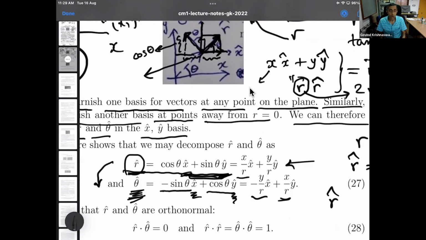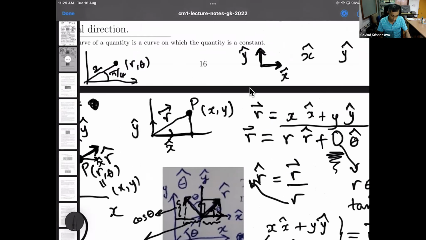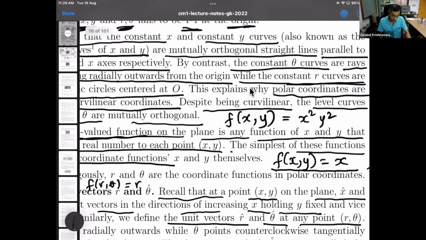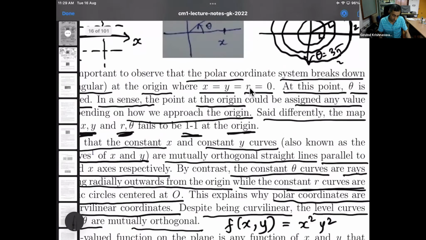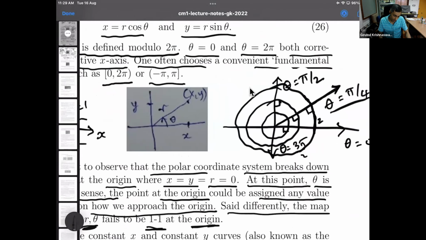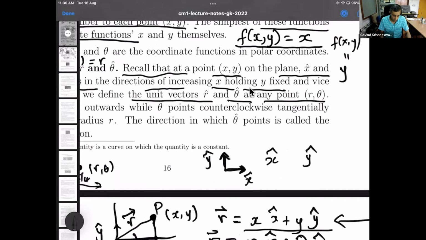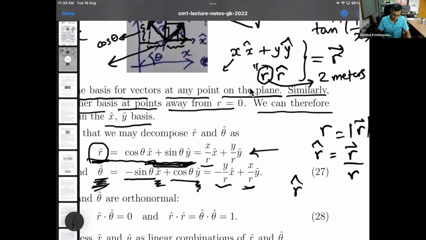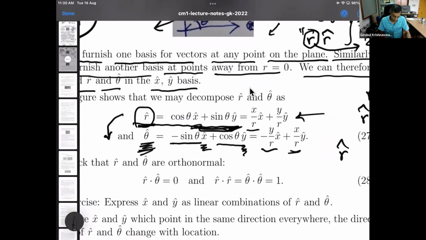Now I will comment on a geometric observation that we already made. We said that the level curves of r and theta are mutually orthogonal. That translates to the statement that the unit vector r hat and the unit vector theta hat must be orthogonal. So they are essentially the same statement. Let us check whether our formula respects that geometric observation. We have got some r hat vector, we have got some theta hat vector. Are they orthogonal? Well, to check, simply compute the dot product.